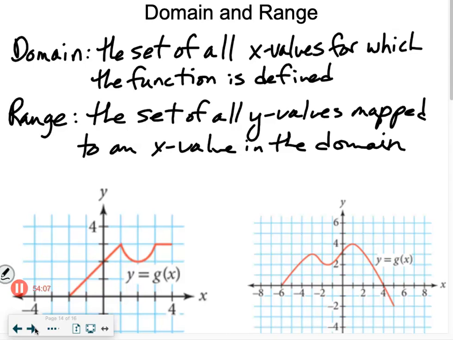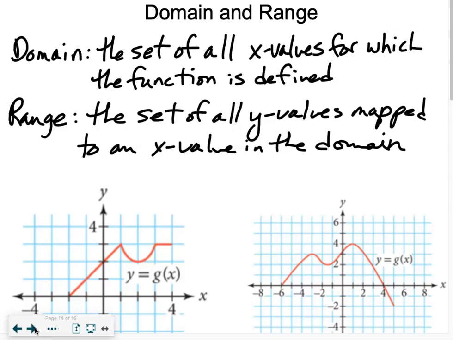Domain is the set of all x values for which the function is defined. Range is the set of all y values that are mapped to an x value in the domain, meaning that there's a point there. So the set of all x values for which the function is defined, what does defined mean? It means that if you plugged in that x, you would get out a y. There's a point on the graph.